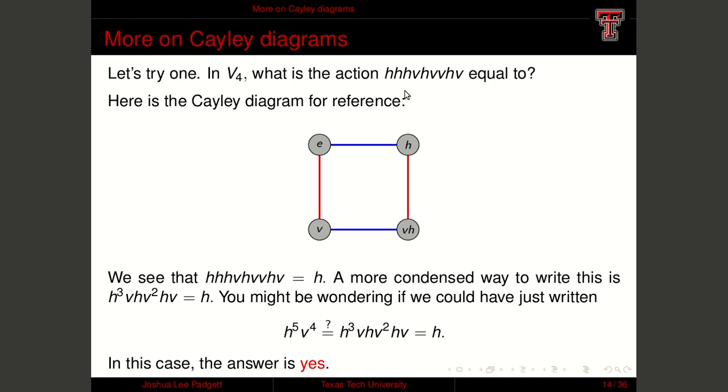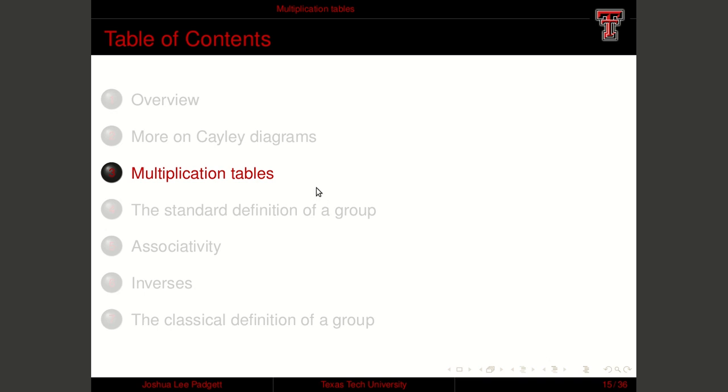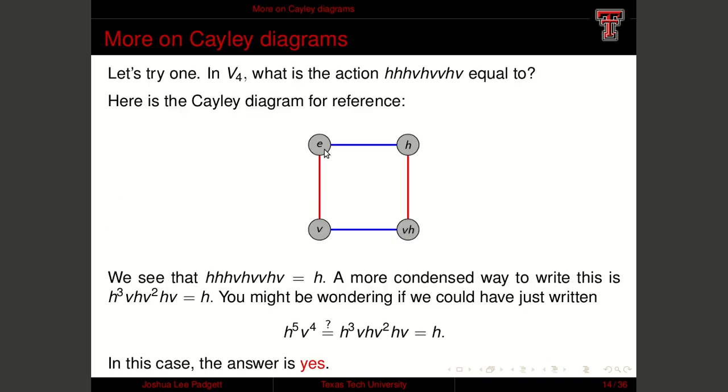So this is a different one from what I've just said, but hopefully you've kind of gotten the gist of it. Let's start over again since I actually accidentally clicked. H, H, H, V, H, V, V, H, V. And it's equivalent to H. And so we can condense this writing.